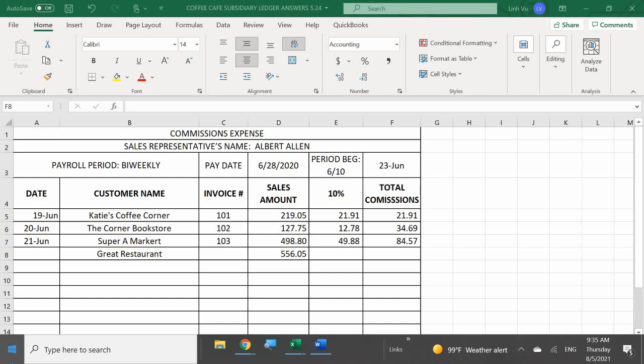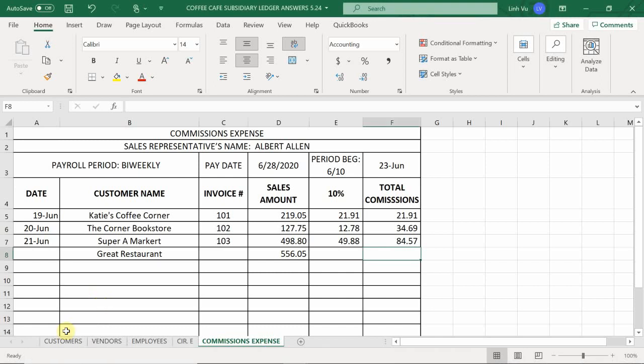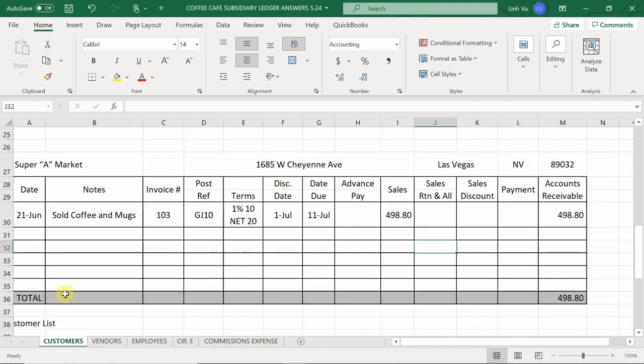So if you haven't done your customers yet, let's come and view that real quick. Okay. For Super A Market, I filled everything in, including the sales and the formula there. Yeah, I did that part.